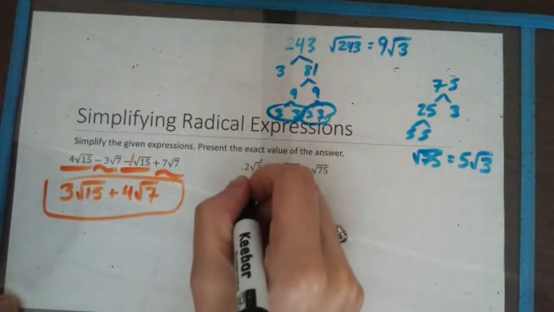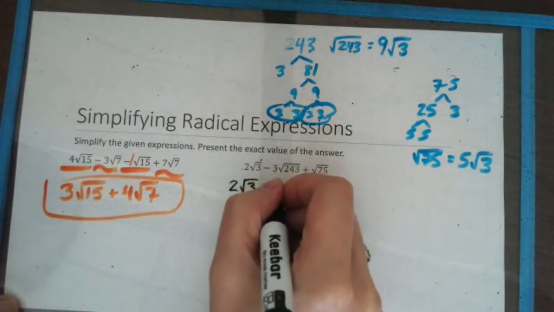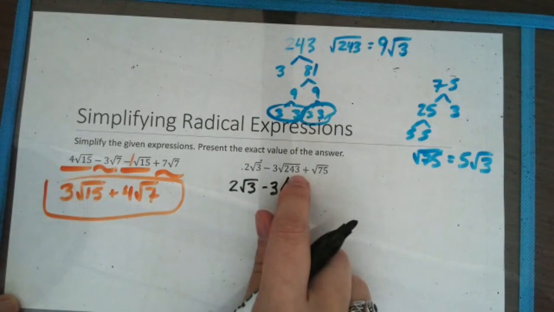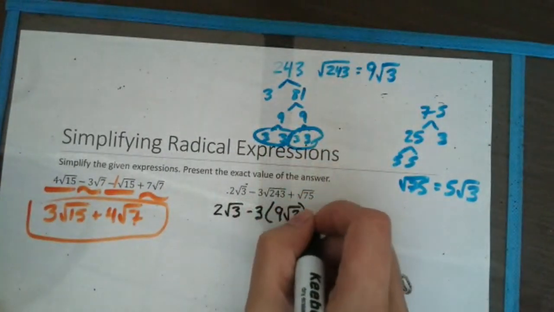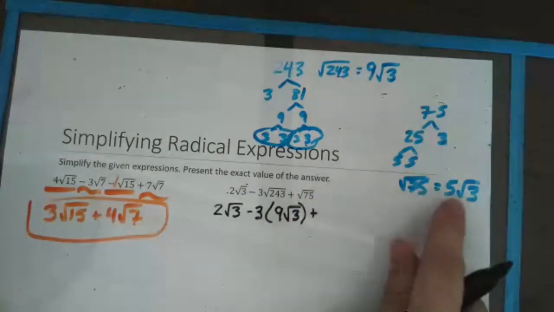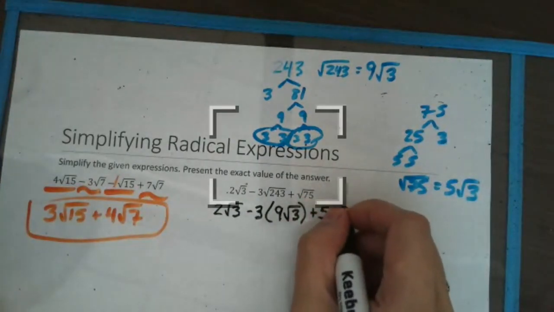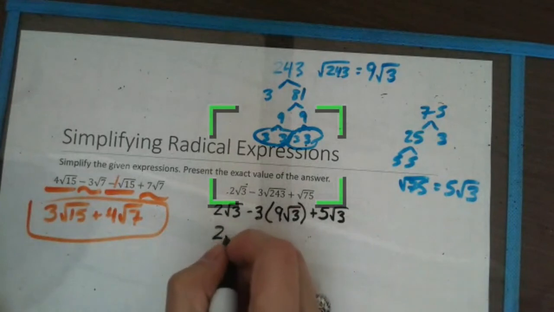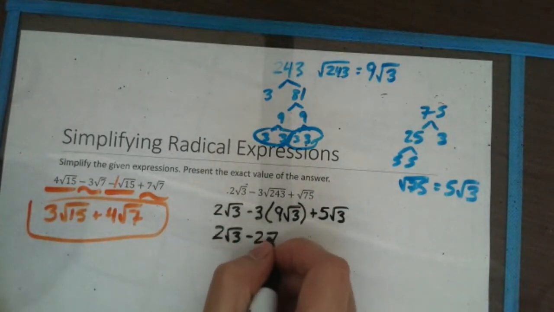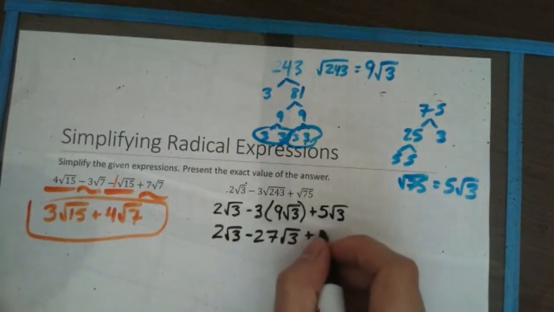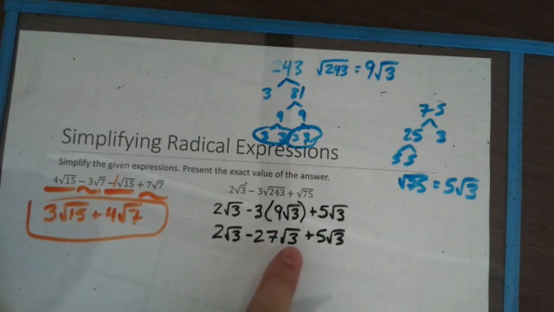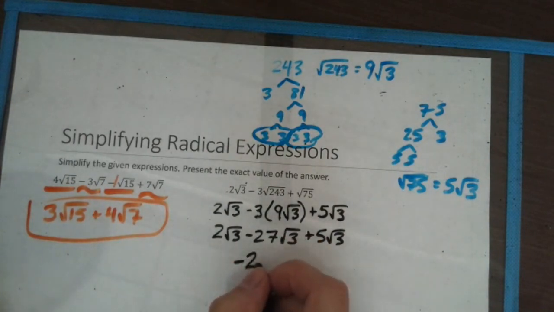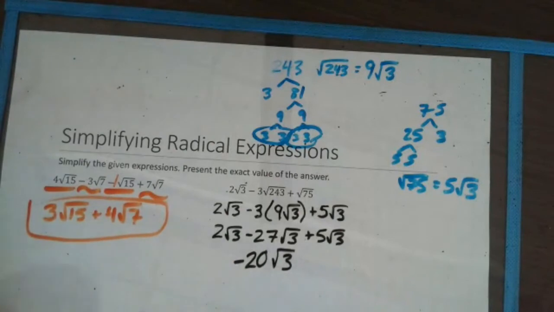So we have 2 times the square root of 3, minus 3 times the square root of 243, which is 9 times the square root of 3, plus the square root of 75, which is 5 times the square root of 3. So we have 2 square roots of 3 minus 27 square roots of 3 plus 5 square roots of 3. So 2 of them minus 27 of them is negative 25 of them, plus 5 leaves us with a negative 20 square roots of 3.